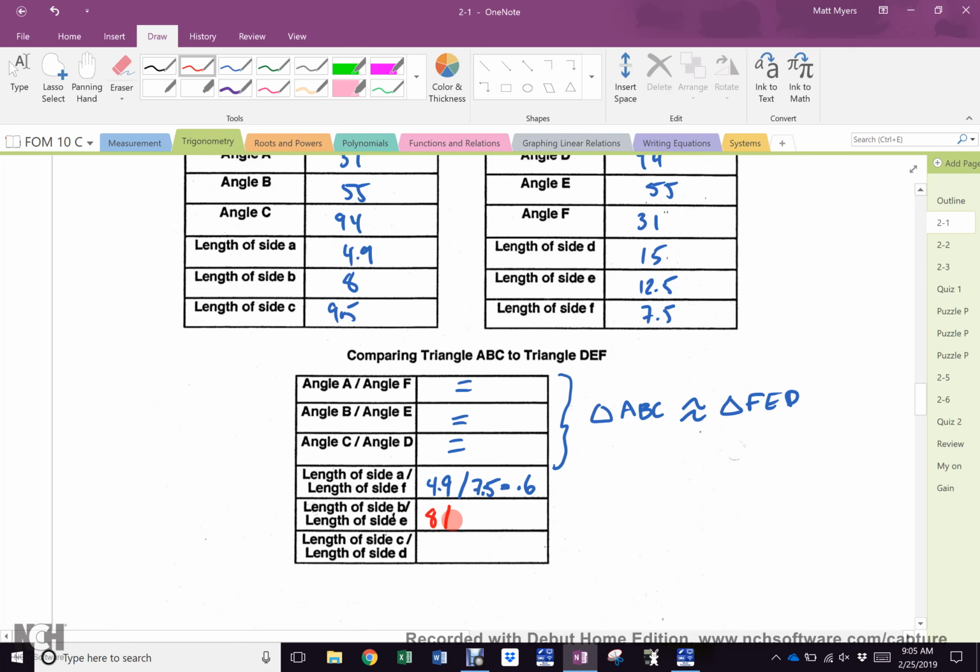8 and 12.5. What do I get? 0.6. What if I do C and D? 9.5 and 15. And what do I get? 0.6. What do you see? They're all exactly the same.